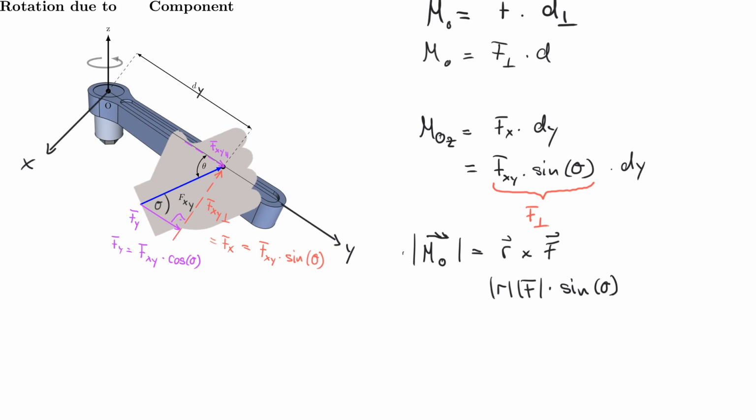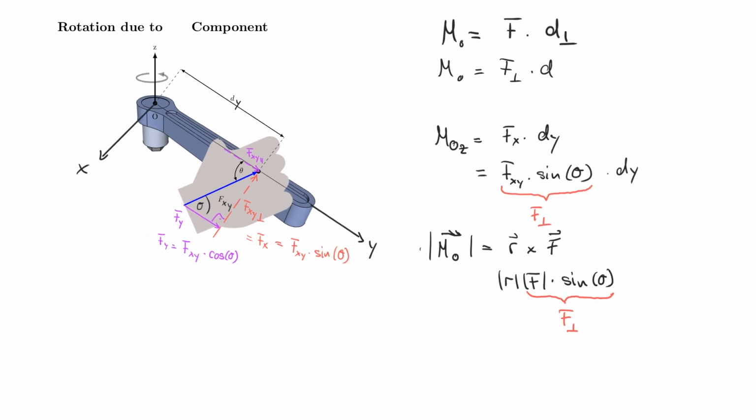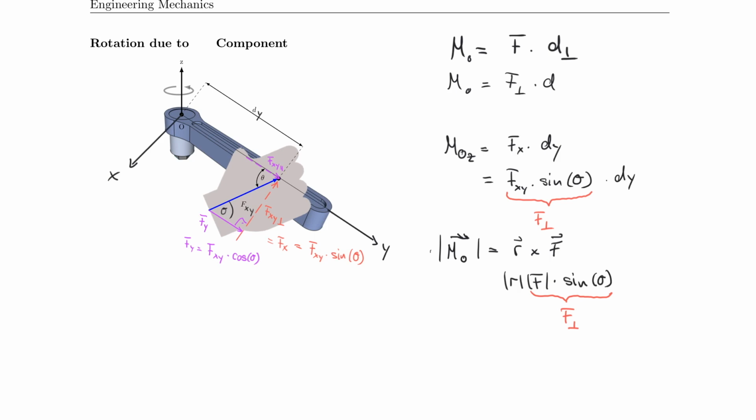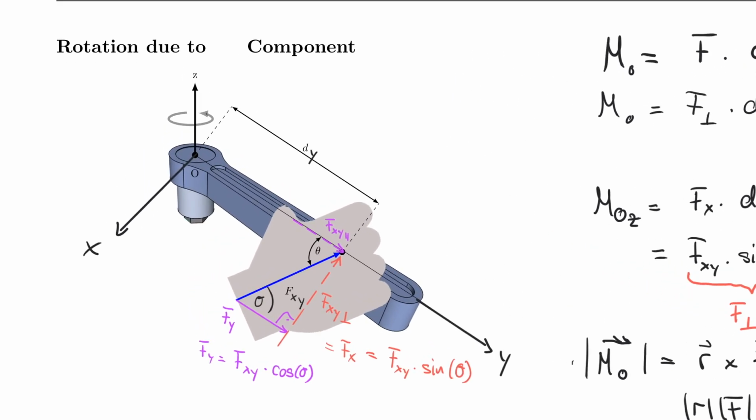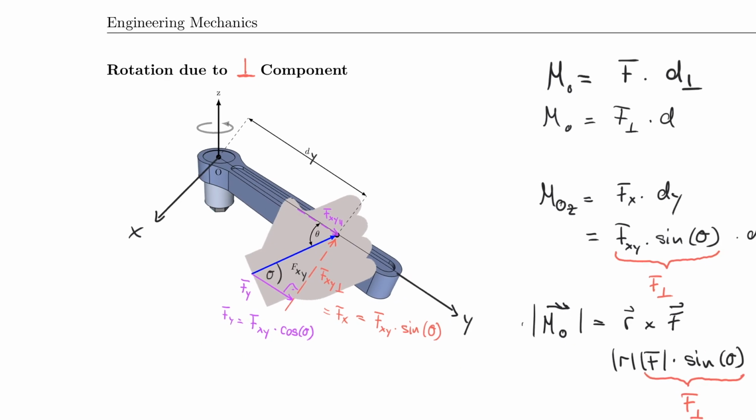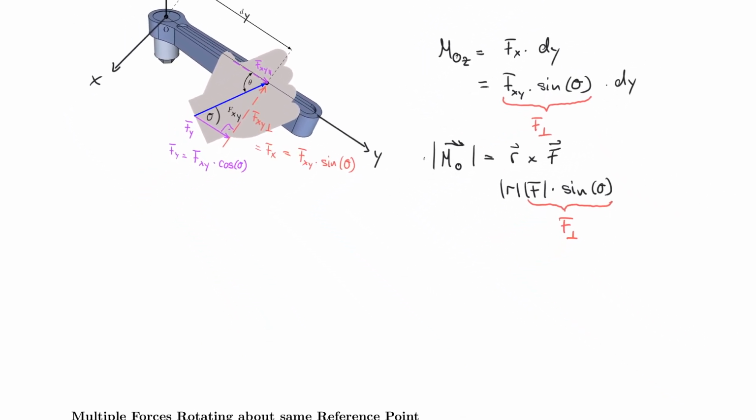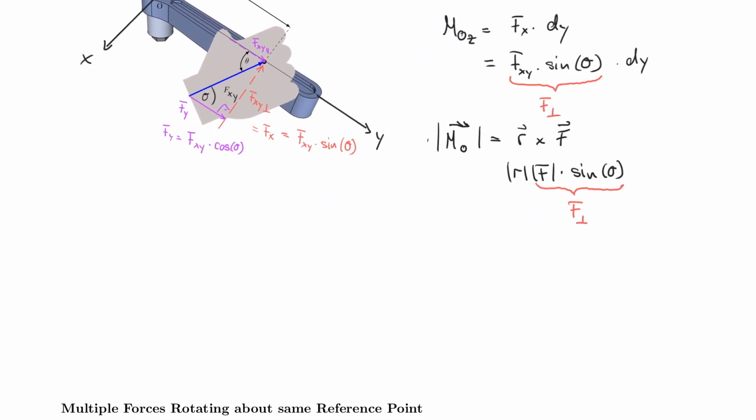So what I have done here is turn this into F perpendicular. And that is the reason why your cross product formula actually works to calculate those moments in 3D. And we will use this in the future a lot. But for now, let's just state here that we have rotation due to the perpendicular component. This is very important that you understand that it's always due to the perpendicular component. And let's write a concluding sentence here.